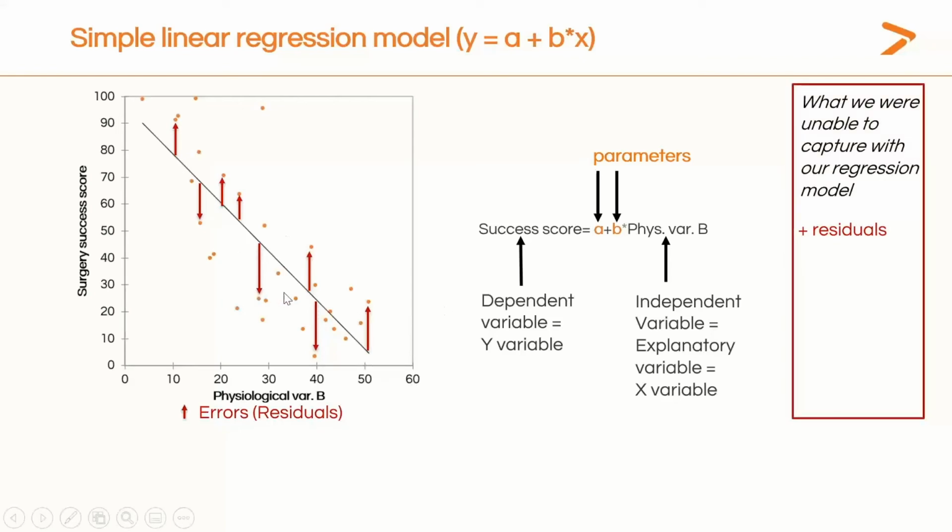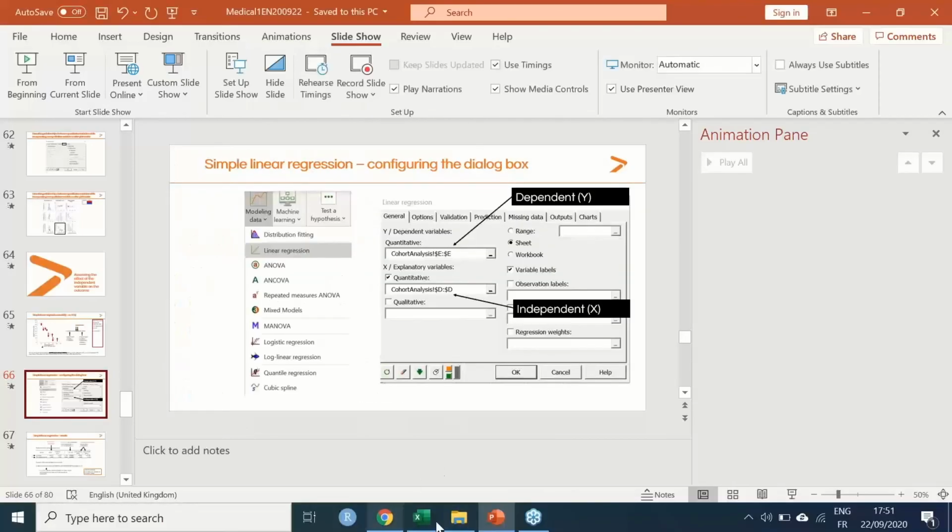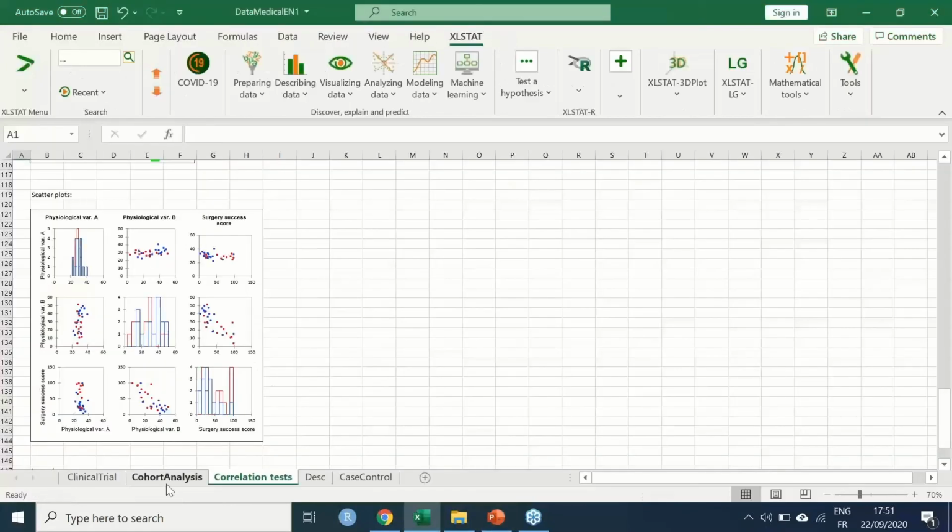Now, we used linear regression. This was not necessarily mandatory. The question allows you to choose a model which is maybe less linear if the data and the interpretation provide enough justification for this. Imagine we have a relationship which is a bit more curvy. Maybe a model which is more curved would have been more appropriate than classic linear regression. So now let me run the regression in front of you.